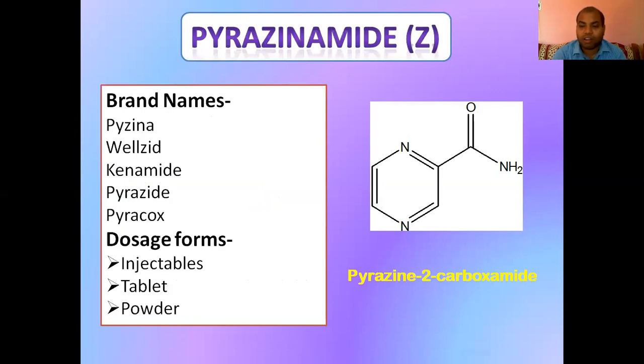So next compound, that is HRZES, which has been used for first line drugs, that is isoniazid, rifampin, pyrazinamide, ethambutol, and streptomycin. This is the third compound of this class, that is pyrazinamide. So pyrazinamide, as the name suggests, has a heterocyclic ring of pyrazine. The heterocyclic ring pyridine has one nitrogen in the fourth position. If another nitrogen is there, it is known as pyrazine.